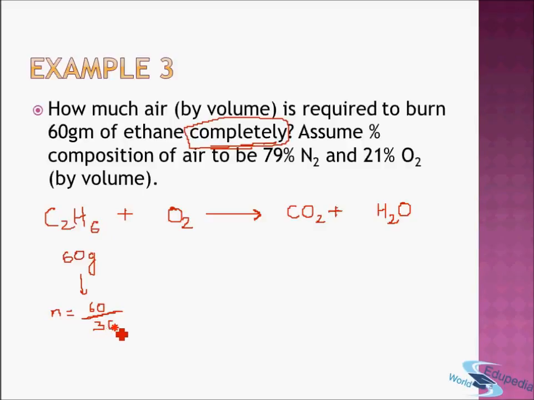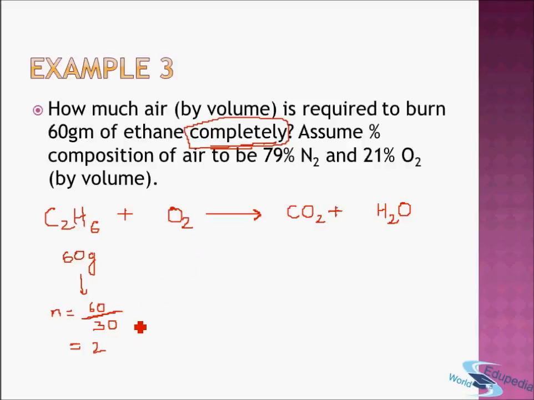So 60 divided by the gram molecular mass of ethane, 30, gives moles as 2. So I have 2 moles of ethane in my question. I have to calculate the amount of air, but using the reaction I can only calculate the amount of oxygen. But from the amount of oxygen I can calculate the amount of air. We'll see how. First, to calculate the amount of oxygen, what do I know?